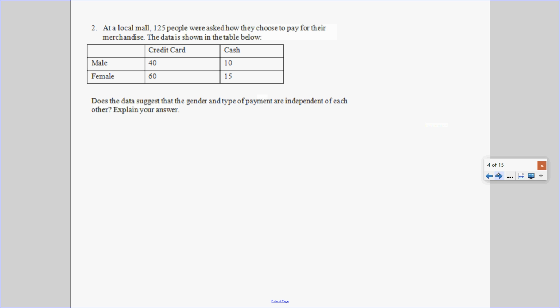Number 2, why don't you start by totaling everything up? I'll give you 15, 20 seconds to total everything up. Whenever you have a two-way table, we need to start by totaling everything up. 50, 75, 25, 100. And don't forget your total, very important for this.